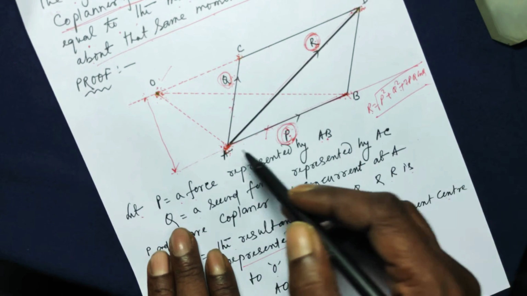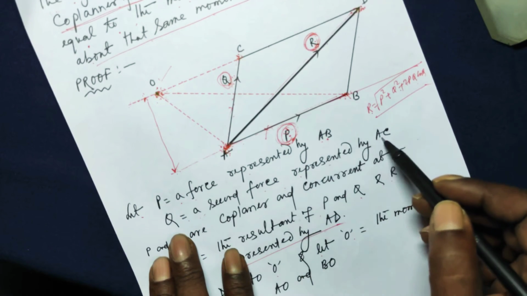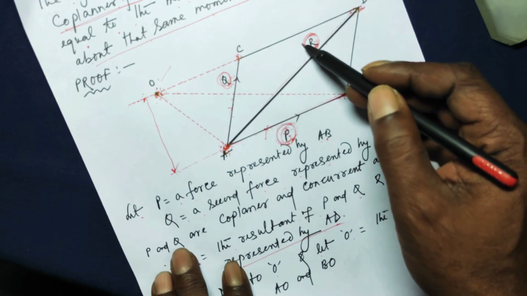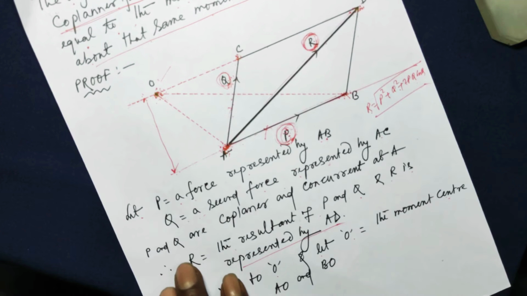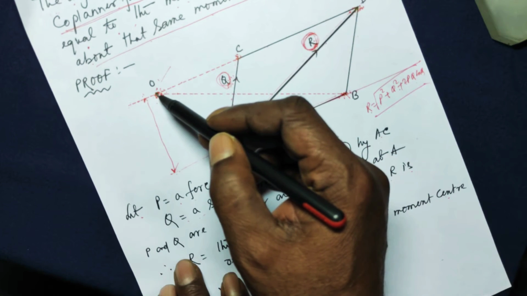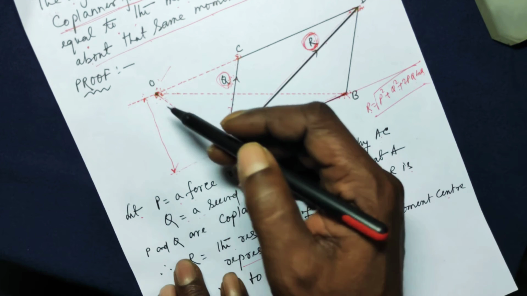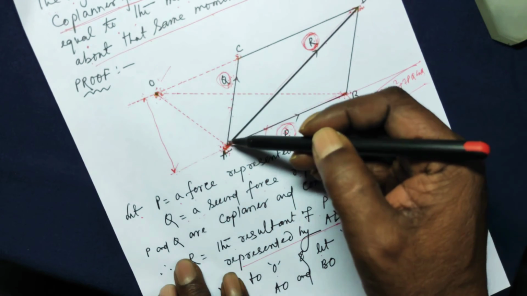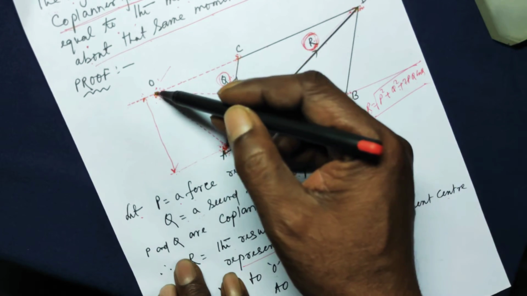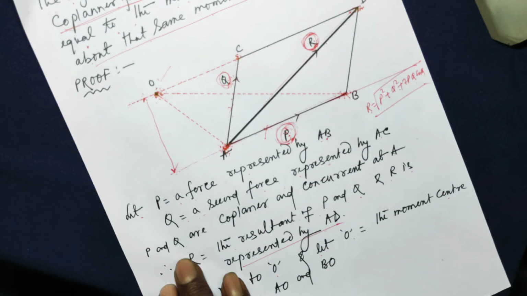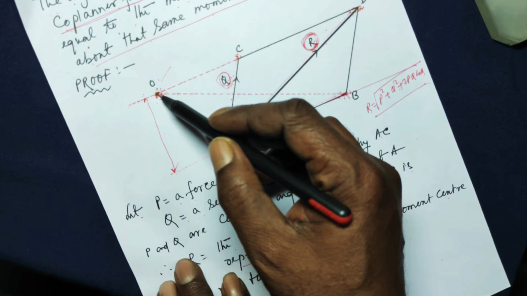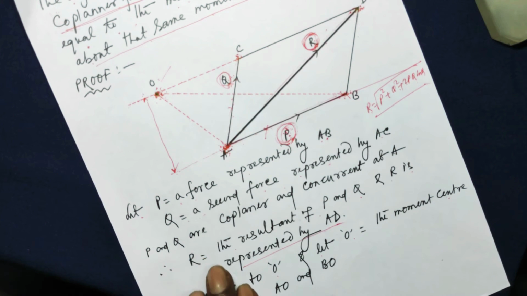So what do I do? Let P be a force represented by AB. Q is a second force represented by the side AC. And I just explained how AD is the resultant of P and Q. We are considering a point O as the moment center. We'll find the moment of the force P about point O, we'll find the moment of the force Q about point O, and we'll prove that the sum of these 2 moments is equal to the moment of the resultant about the same moment center O. That is what we have to prove.